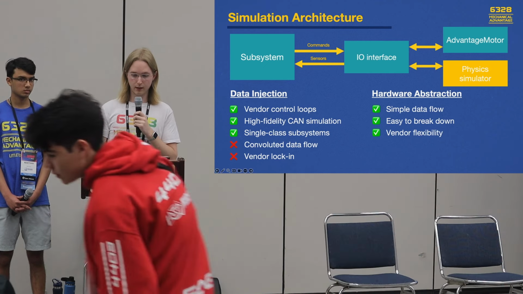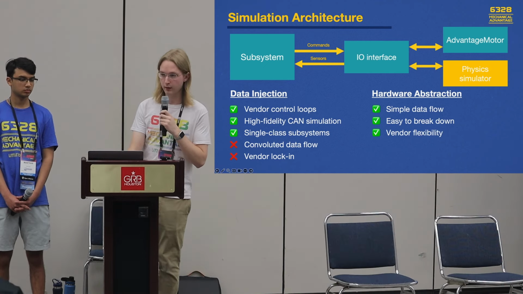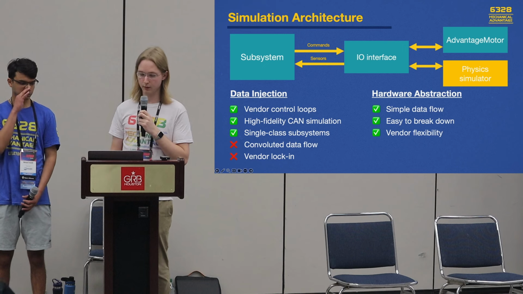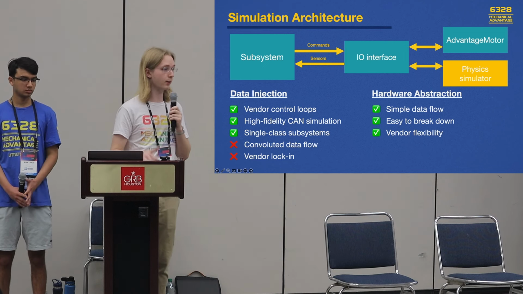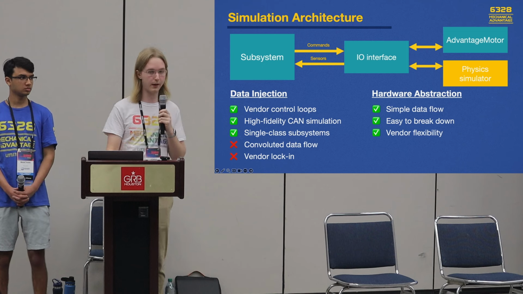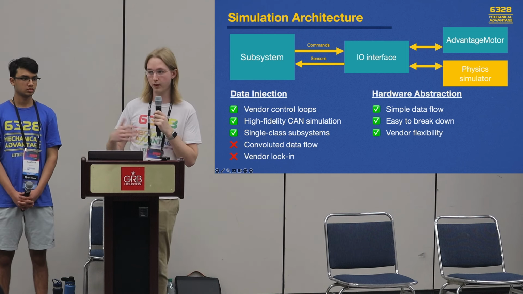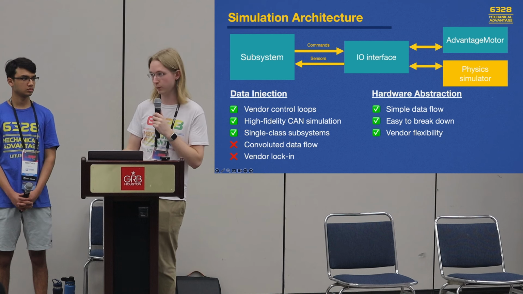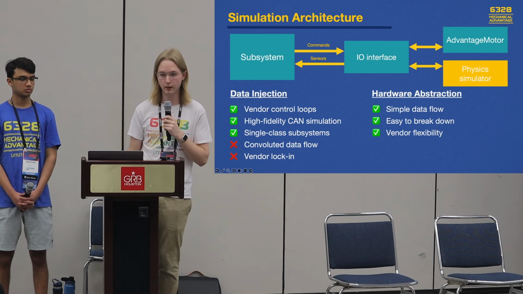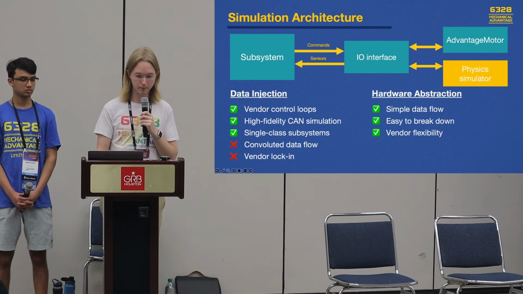Another benefit is that you have vendor flexibility. Your sim is not tied to any particular vendor, and you can even have multiple real implementations. This year, our dev bot used all Spark Maxes and Spark Flexes, but our comp bot used Talon FXs. We were able to easily support both robots using the same version of code, using the vendors that we preferred.